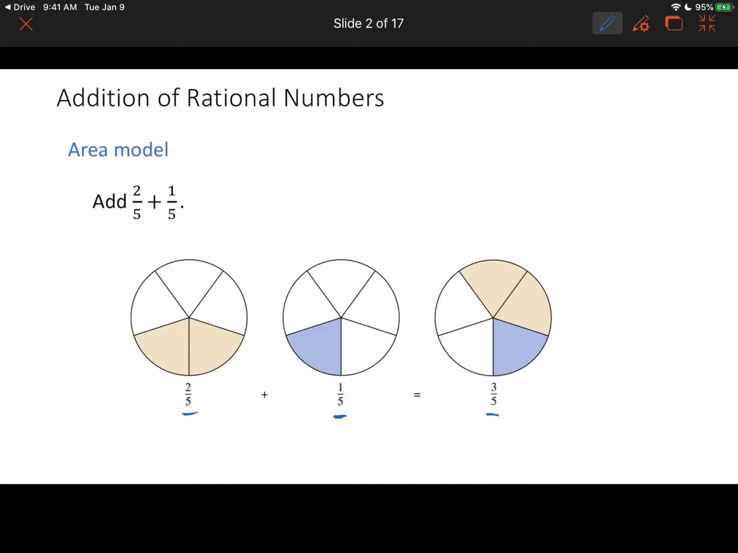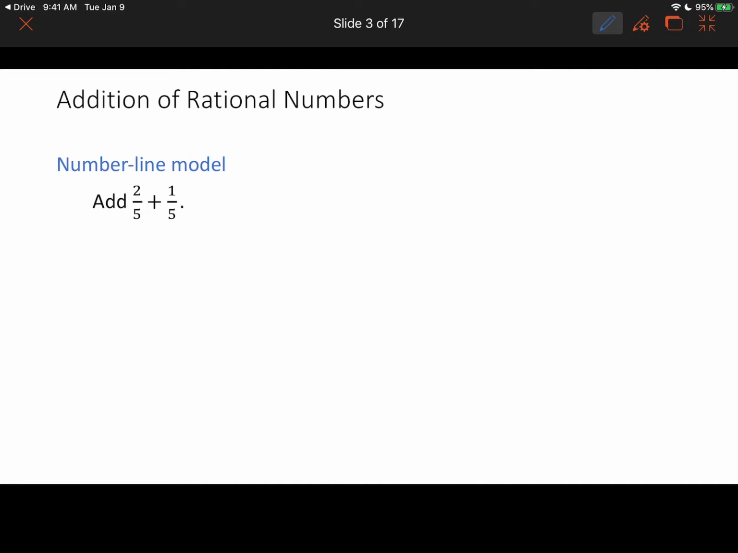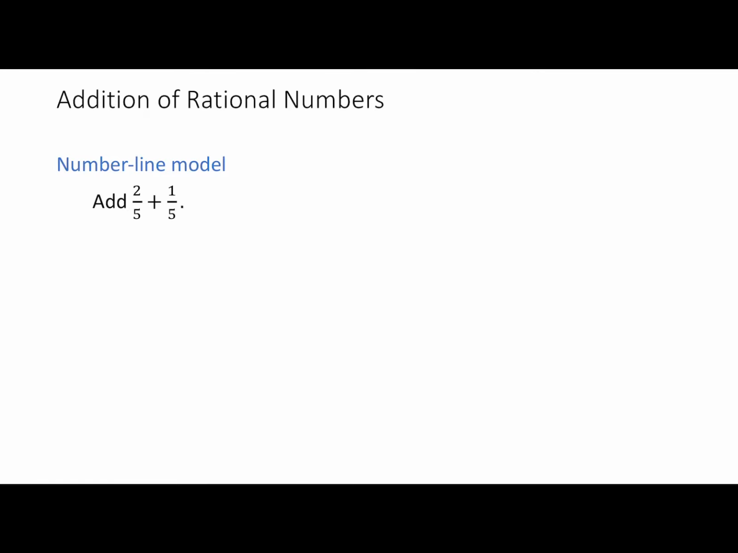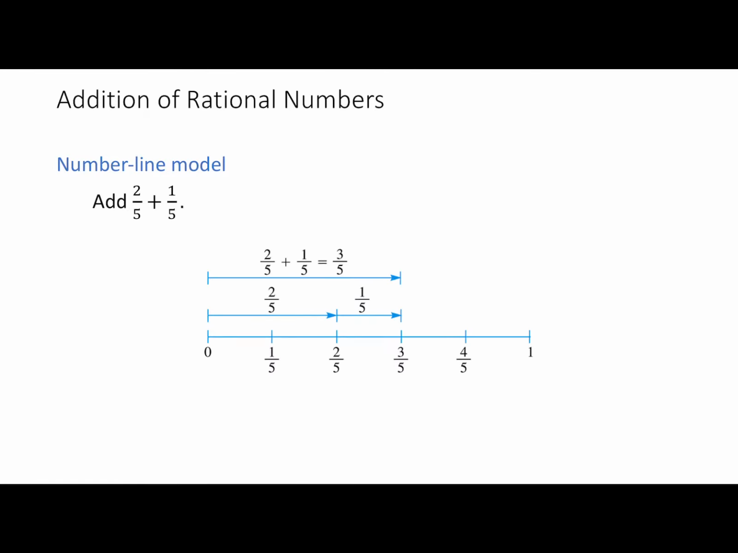Now that's not the only way we could do that. We can also use the number line. So if I want to add 2/5 plus 1/5, I'm going to draw my number line and mark off fifths and do addition just like we did with whole numbers or integers. So 2/5 and 1/5 are both positive, so I'm moving to the right. I'm going to first start at 0 and go right 2/5. And then from there, I'm going to go right another 1/5, which takes me to 3/5. So overall, 2/5 plus 1/5 lands here at 3/5.